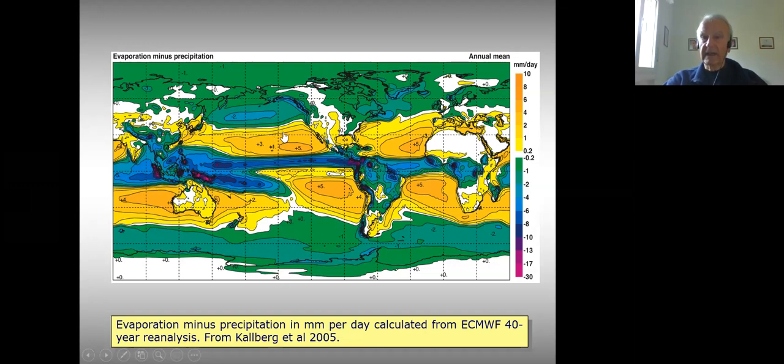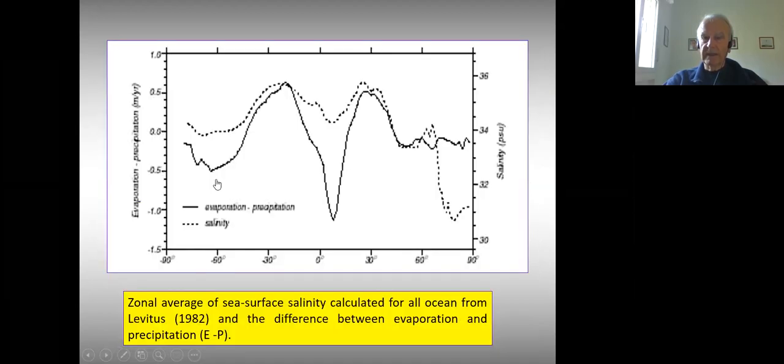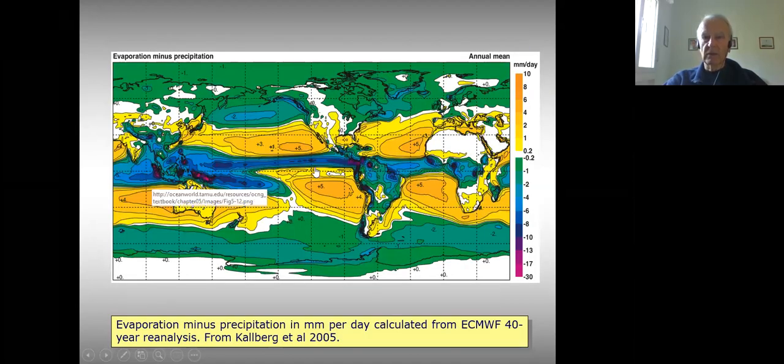Then in subtropical areas, you have a belt of E minus P positive, so evaporation larger than precipitation. And then finally, in mid latitudes, you have evaporation minus precipitation again negative, as it is in equatorial areas. The previous diagram was simply done by taking the zonal average for each belt from -90 to +90 over the entire world ocean.